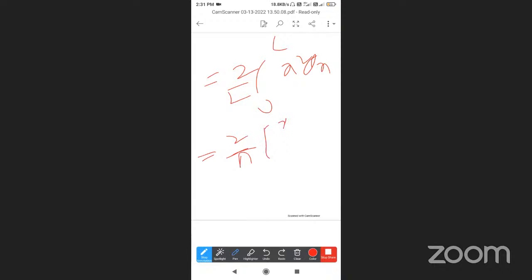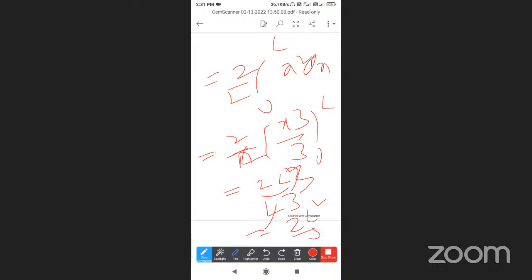So this is x³/3 from 0 to L. So what is now 2L²/3? So 2L³ over 3L, where L cancels. So the value is 2L²/3, which is the a_0 value.